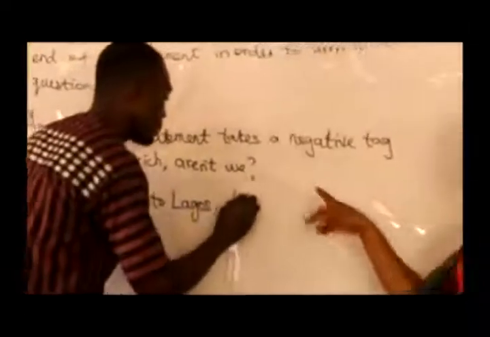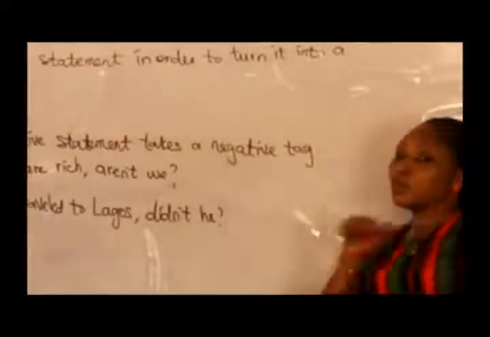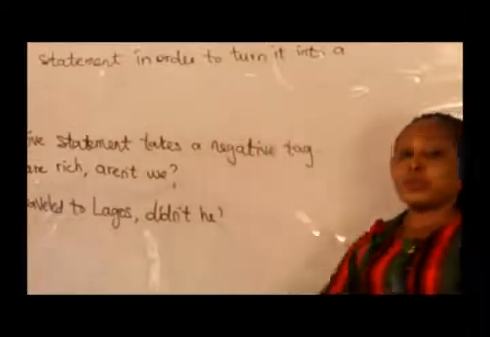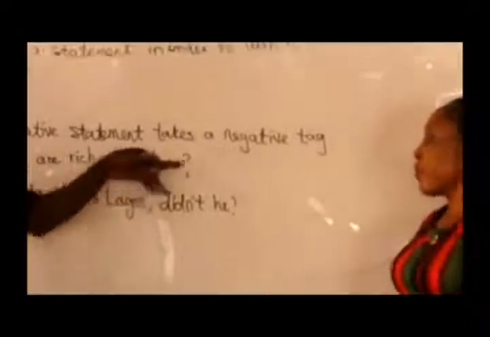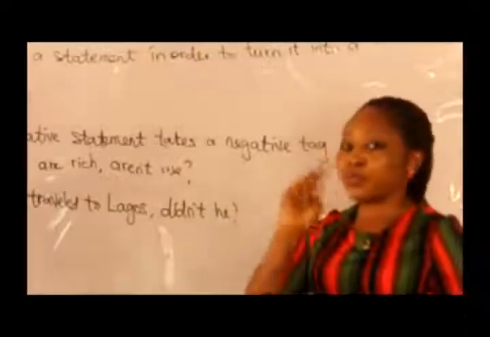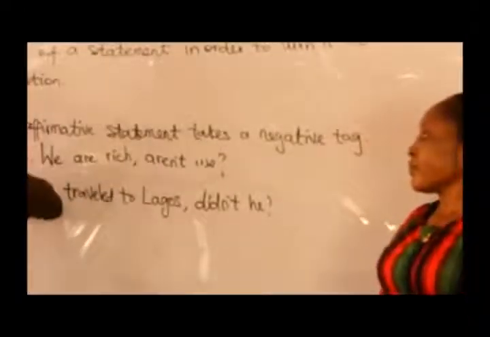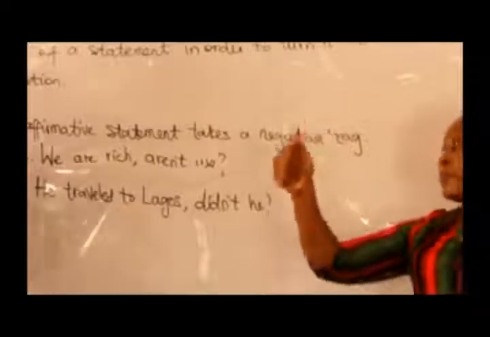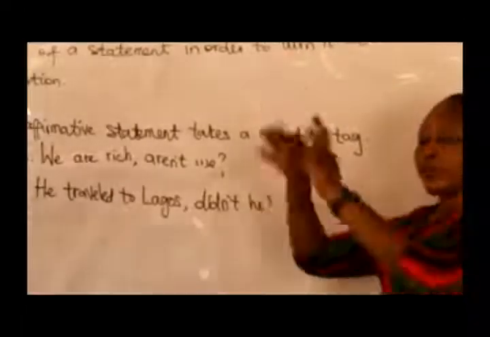Didn't. Didn't he? It's like saying, did he not? He traveled to Lagos. Didn't he? That's it. We are rich. Are we not? The same as saying, aren't we? You see? An affirmative statement takes a negative question tag. That's rule number 1. Are you following? Okay, let's see the second rule.